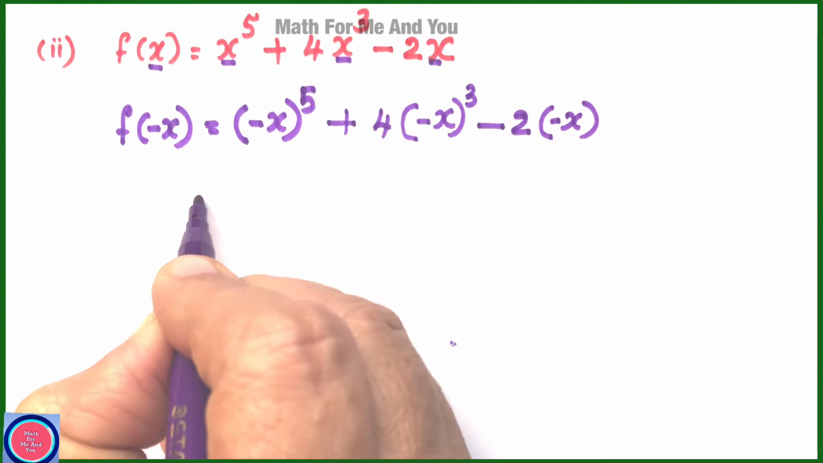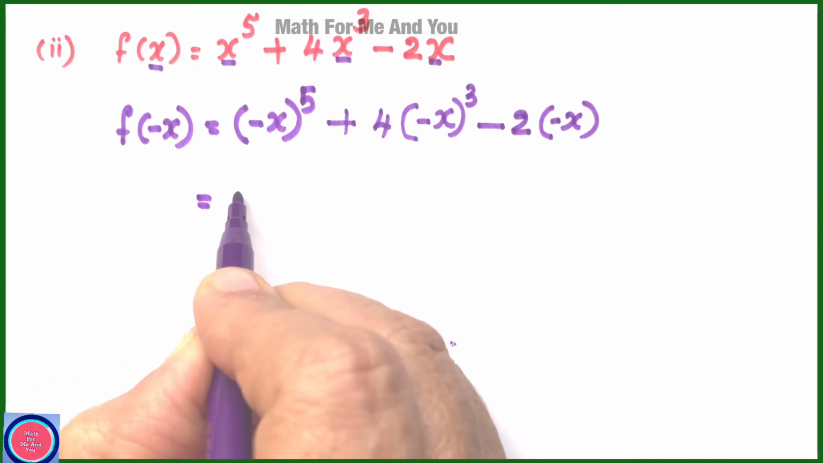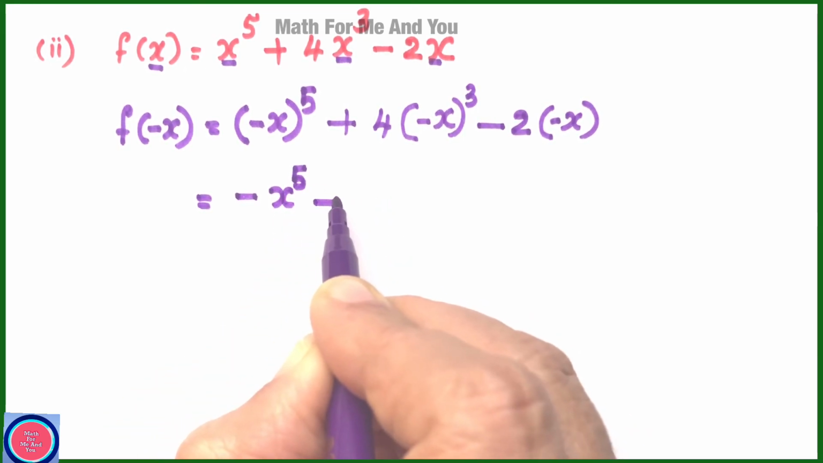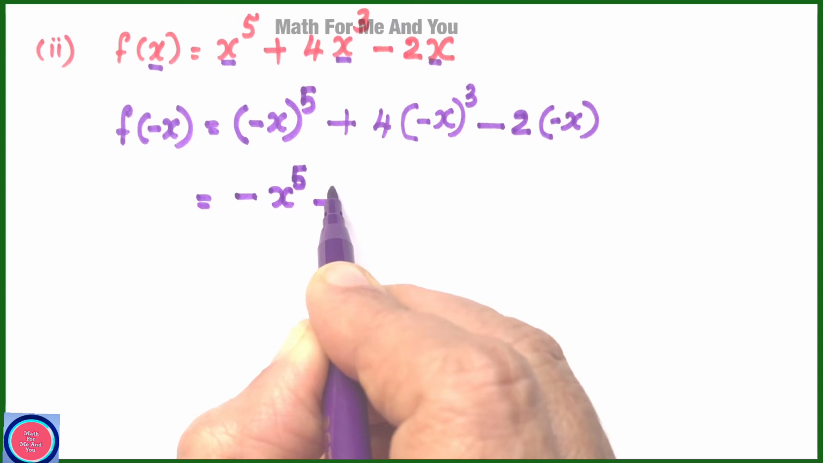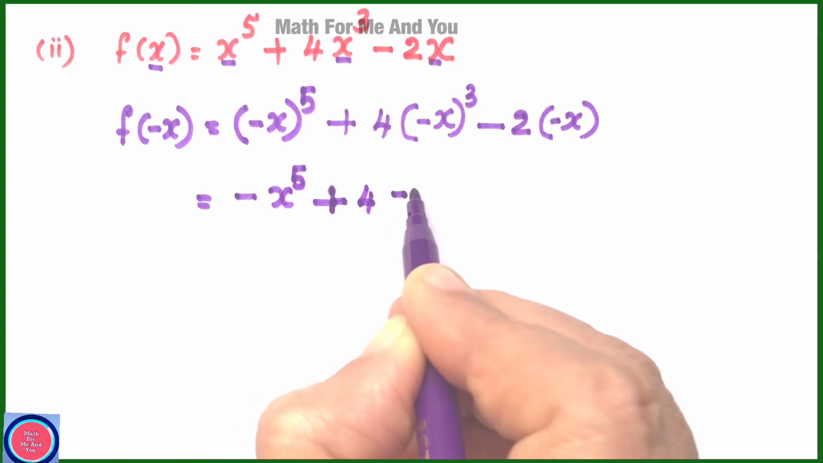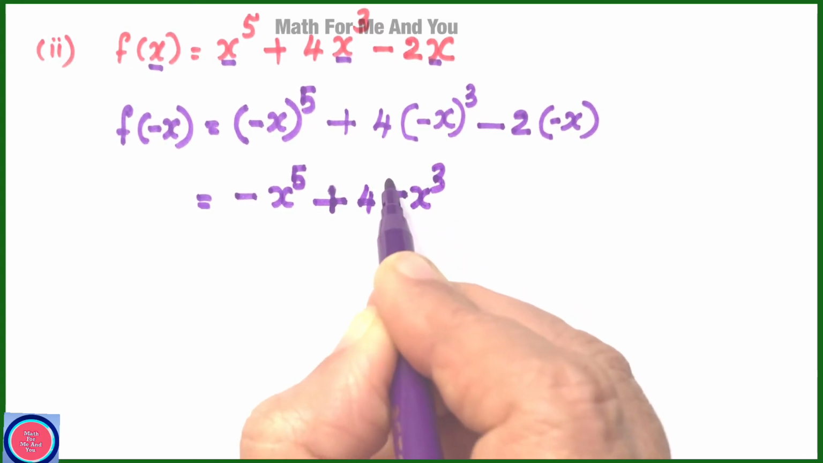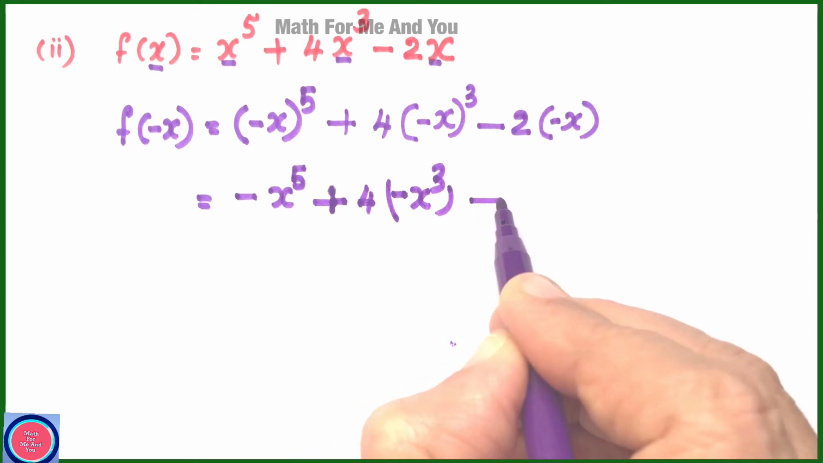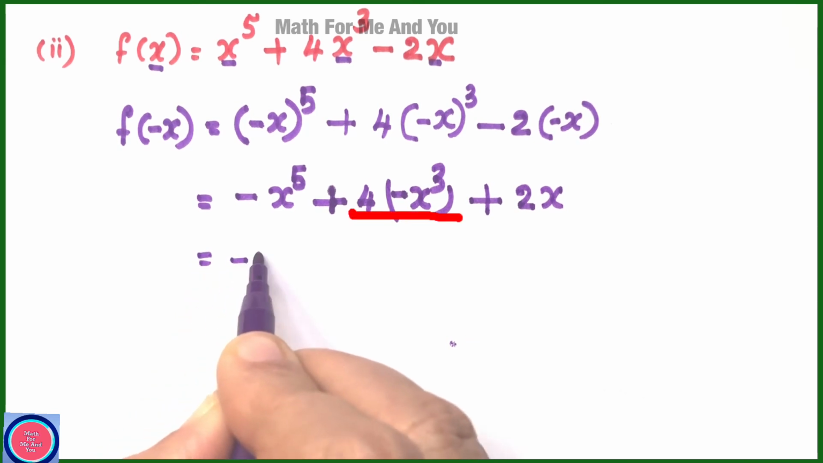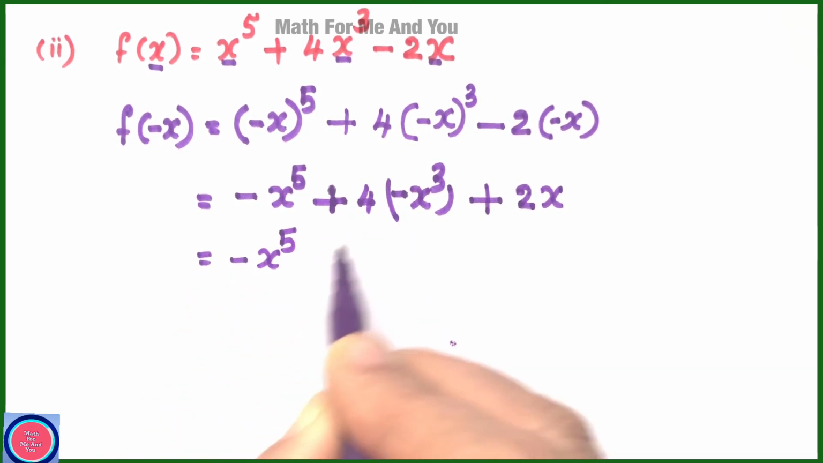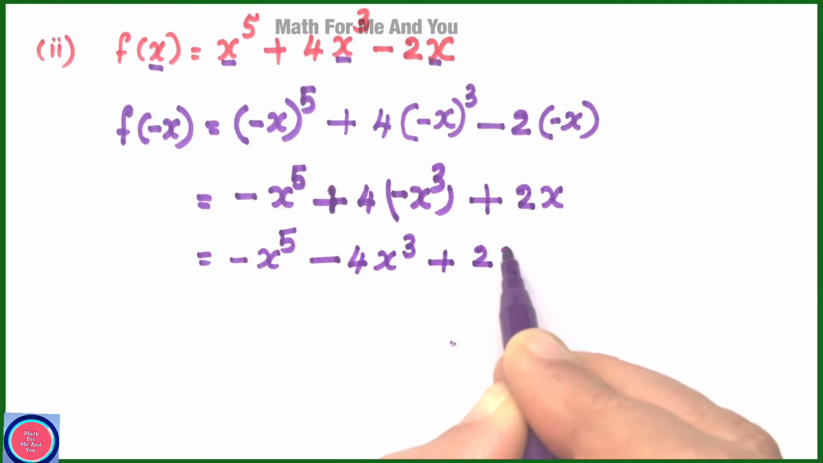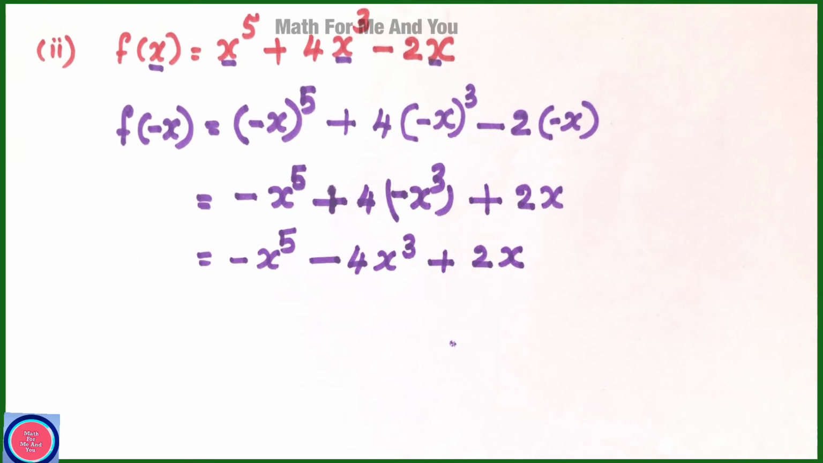A negative number raised to an odd power is again negative. So here we get negative x to the power 5. Then plus 4 we write the same as it is, and negative x power 3 is a negative number because the power is odd, that is 3. So we write negative x power 3 in a bracket. Minus 2 times minus x is plus 2x. One more bracket we need to simplify. Minus x power 5, 4 times minus, it is minus 4x to the power 3, plus 2x. Now we get the result. Look at the result and f of x. Are they the same?